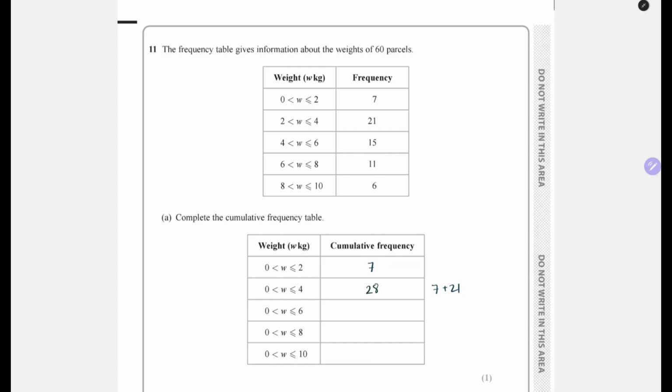And if we do this for all the rest of them, that will be 28 plus 15, which is 43. Then 43 plus 11, that gives us 54. And finally 54 plus 6, that gives us 60.